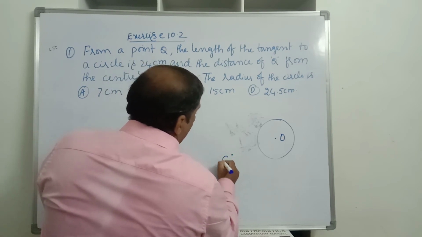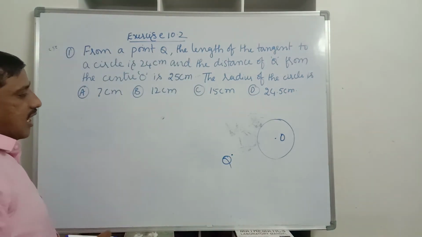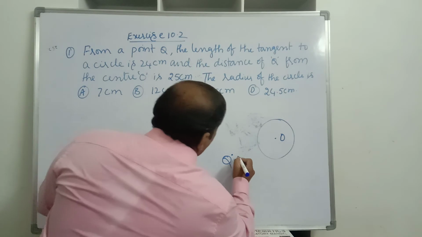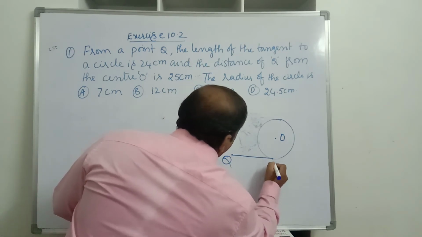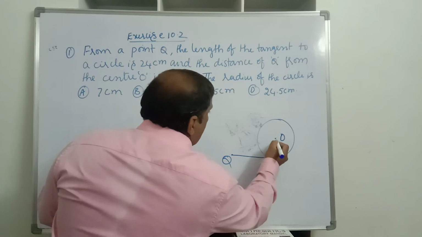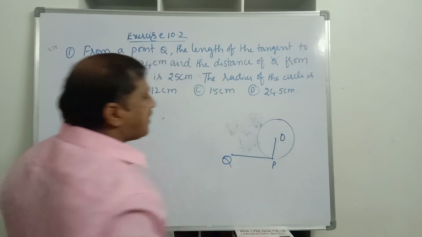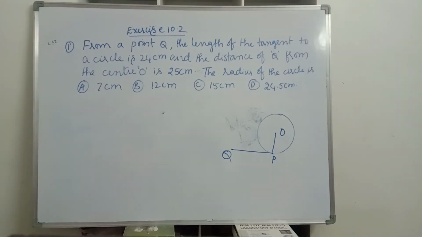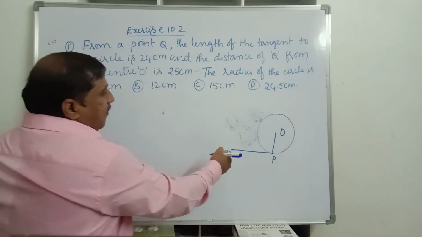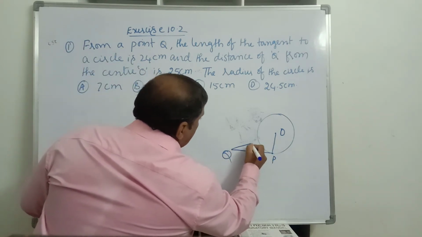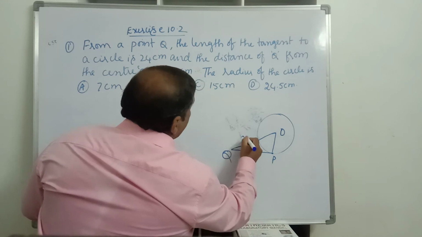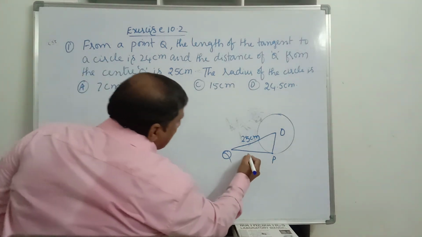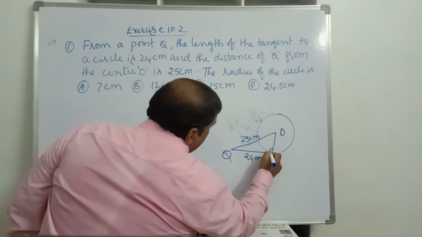Here is the external point Q. From Q a tangent is drawn that touches the circle at a point. We don't know that point, so let it be P. We need to find the radius of the circle. The distance from the point Q to the center of the circle is given as 25 centimeters, and the length of the tangent is given as 24 centimeters. Find the radius of the circle.